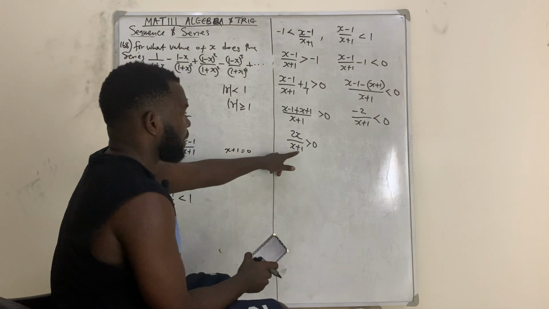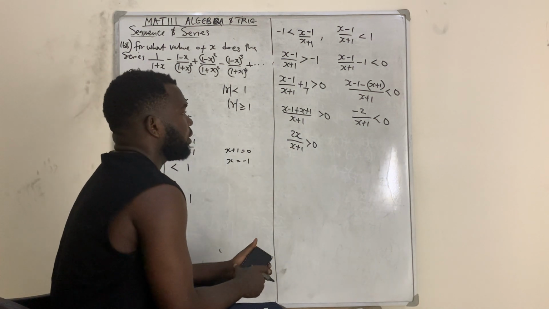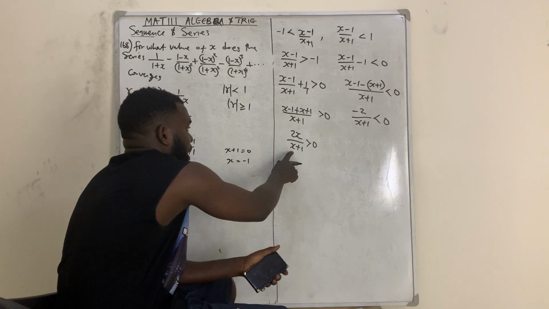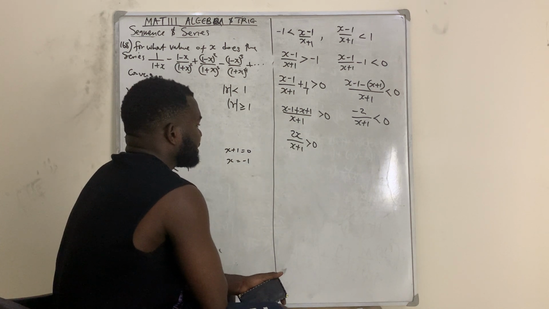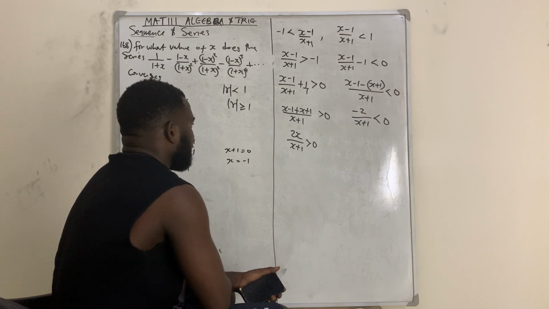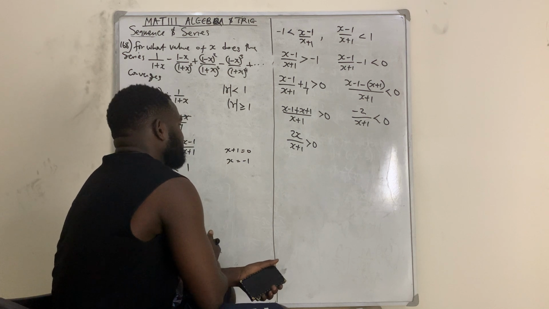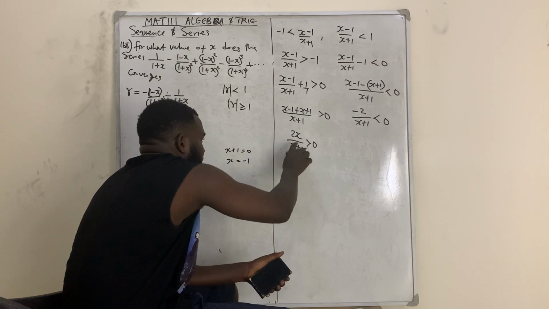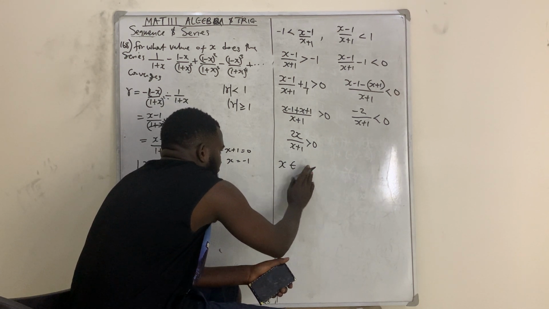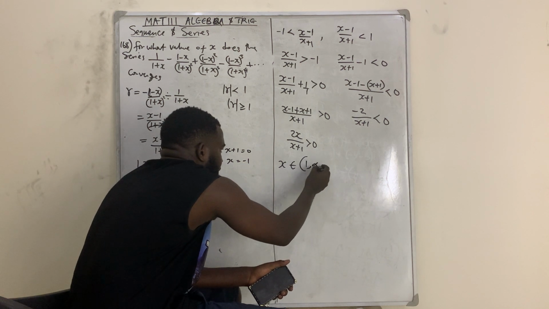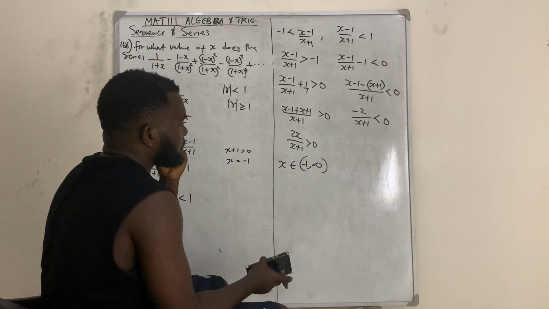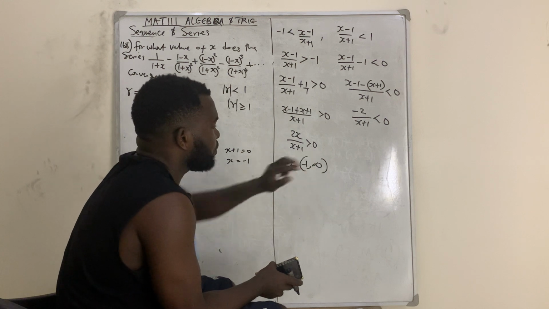Minus 1 will not work because if I put minus 1 here, it's going to be indeterminate, that is undefined. But if I put any number that is greater than minus 1, it's going to work. Any number you like that is greater than minus 1, let me say minus 0.5, in fact let me even say 0. 0 works. So x must be an element of open bracket minus 1 comma infinity. For this particular one, it will work. Anything you put in between these two must give you a positive number.